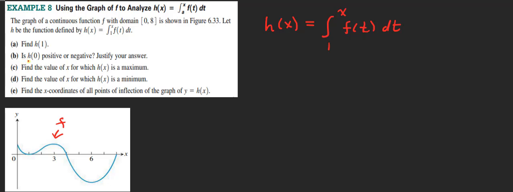Now part B says, is h of 0 positive or negative? And it says justify your answer. Whenever they ask you to justify your answer, you have to give a rationale for your answer. So B. What is h of 0? Well, h of 0 is the integral from 1 to 0 of f of t dt. Now take a look at this. You usually want to have a lower number on the lower limit. So if you change it, I'm going to swap the 0 and 1. That means I have to take out the negative.